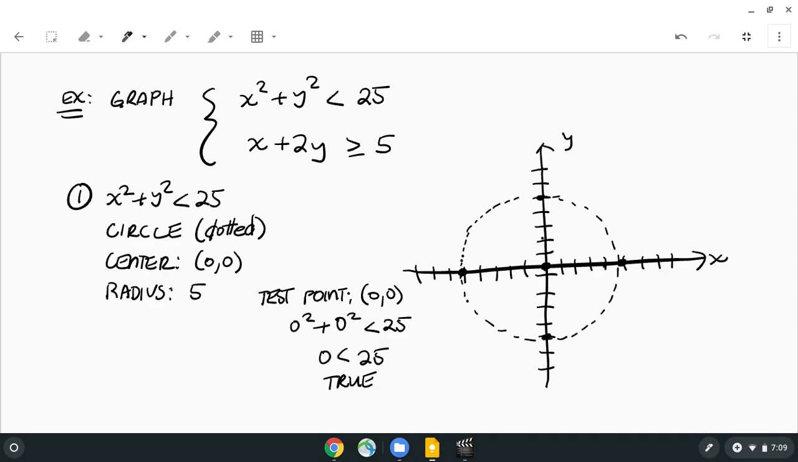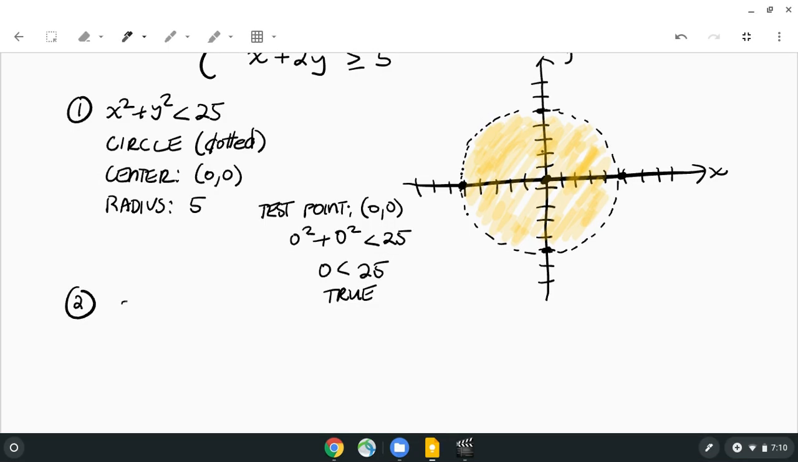Inside the circle is one side, outside the circle is the other. The point that I chose to test was 0, 0, and 0, 0 lies inside the circle, and it turned out to be true. So I'm going to use yellow here. This inside of the circle is my solution set for the circle part. Now I'm going to go ahead and do the line.